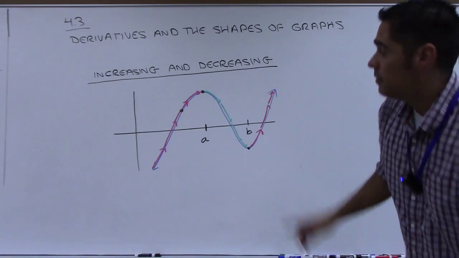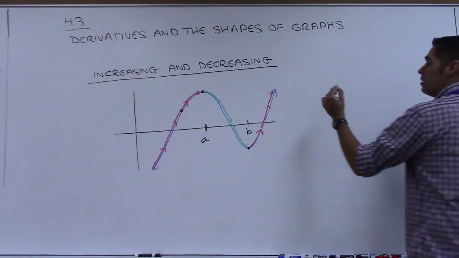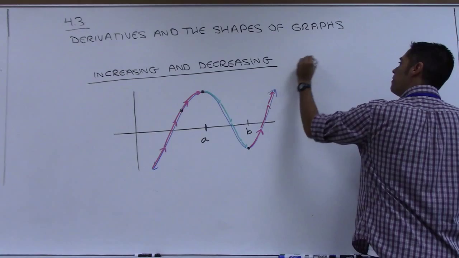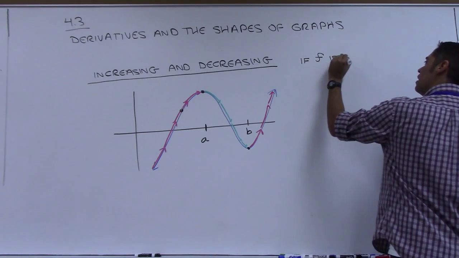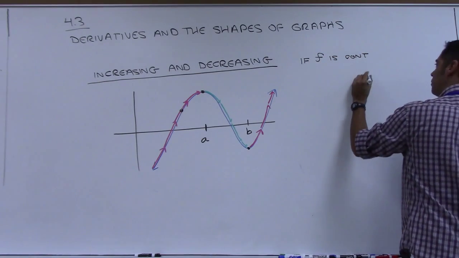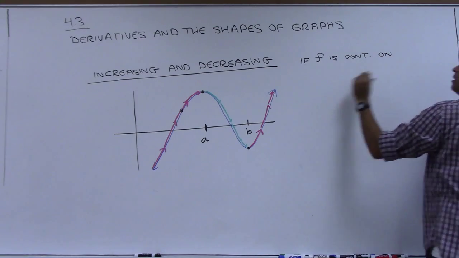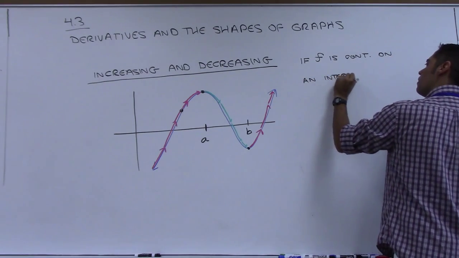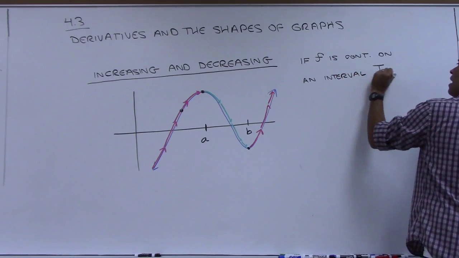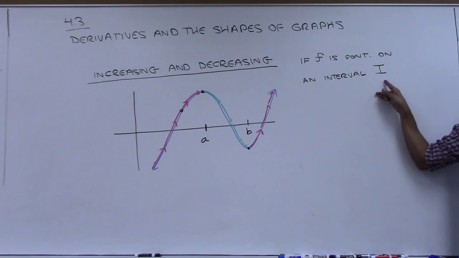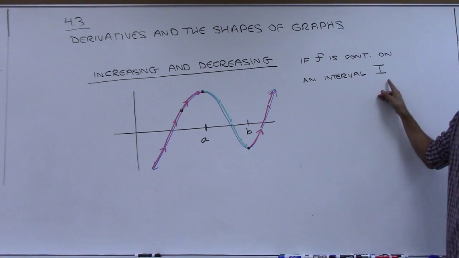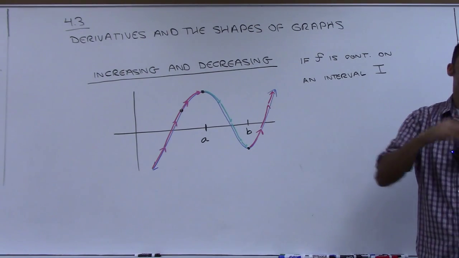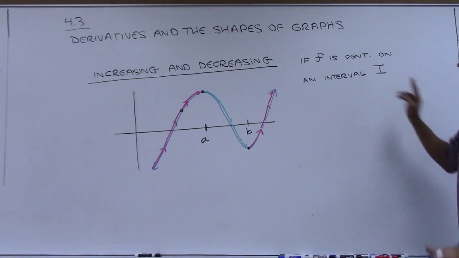So this is kind of the big conclusion: if f is continuous on an interval, capital I, and this time I'm not telling you that the interval is closed. That's the big change here. If I wanted it to be closed, I would put brackets and say [a, b] or something like that. I'm just saying an interval.